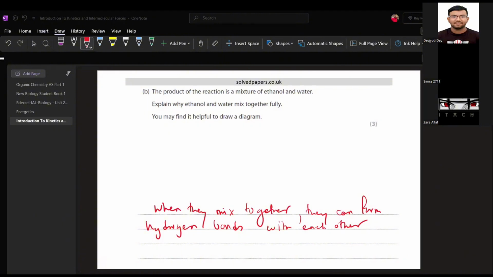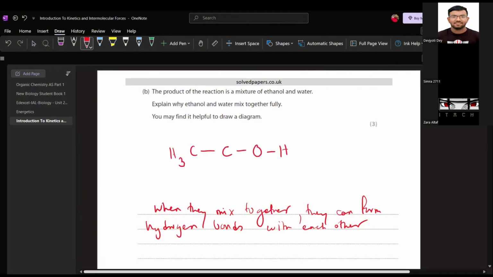There's no need to talk about why. You can just draw the diagram and show it that way. Can you tell me why? How do you think it's possible to produce a hydrogen bond between them? Ethanol is an alcohol, so it has the OH group, and water is obviously H2O. So they form hydrogen bonds.